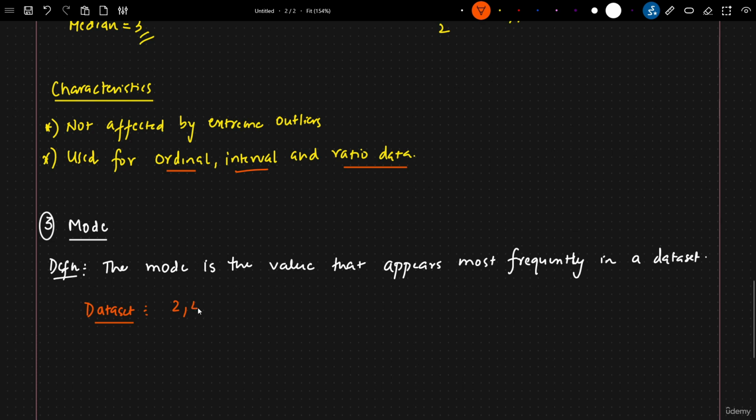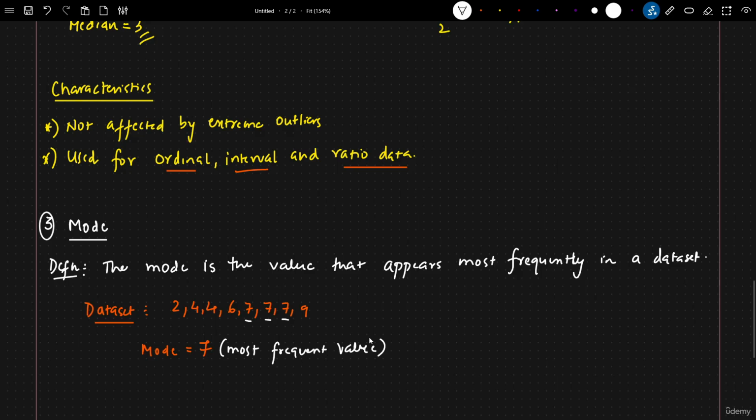let's say I have elements like 2, 4, 4, 6, 7, 7, 7, 9. Now, if you tell me to calculate the mode, just go ahead and see which is the most frequently occurring element in this data set. The answer is 7, because 3 times 7 is present. So this is your most frequent value.